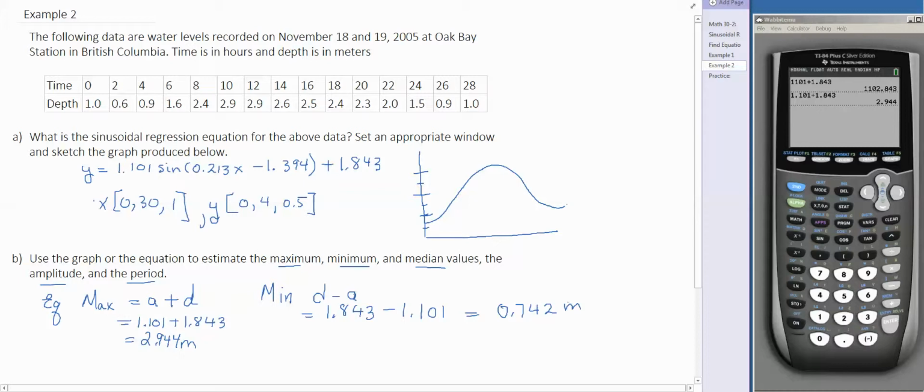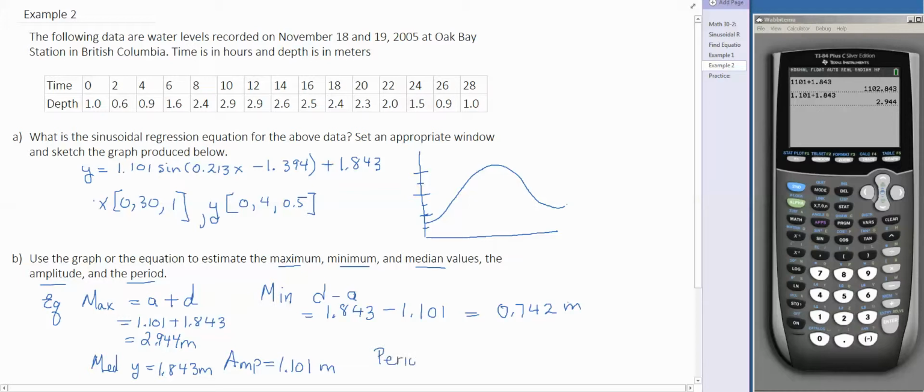Our median comes right out of the equation. So the median line is y is equal to 1.843, and we know that our amplitude is 1.101, and again these are in meters.